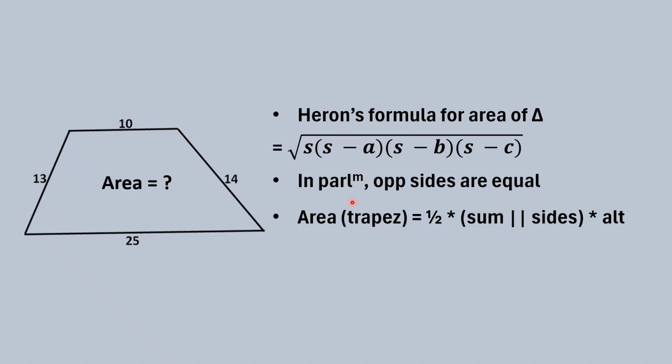You need to know that in any parallelogram, opposite sides are equal. They are parallel and equal. And the area of trapezium is given by half into sum of parallel sides into altitude. So these three things you need to know: application of Heron's formula, that in every parallelogram opposite sides are equal, and area of trapezium is equal to half into sum of parallel sides into altitude. These are the concepts we will be using to find the area of this trapezium.